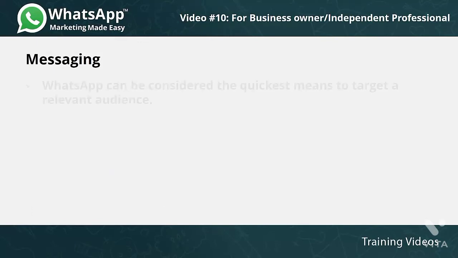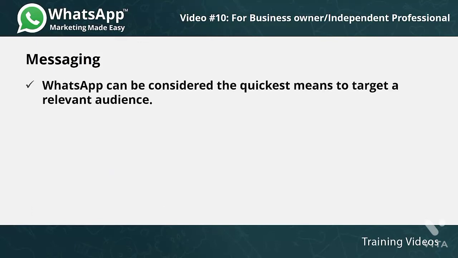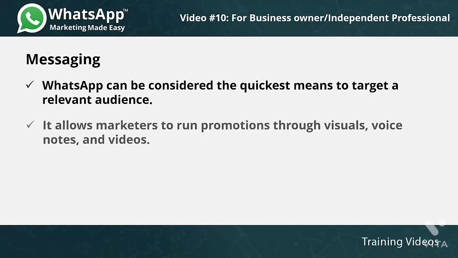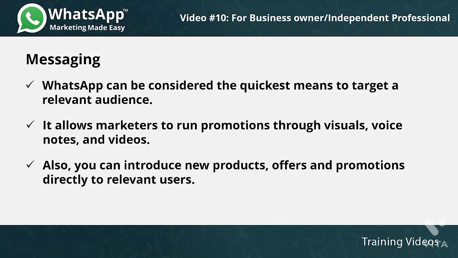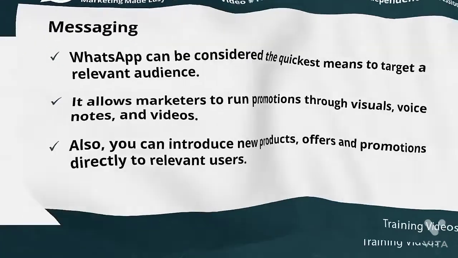Messaging. WhatsApp can be considered the quickest means to target a relevant audience. It allows marketers to run promotions through visuals, voice notes, and videos. Also, you can introduce new products, offers, and promotions directly to relevant users.